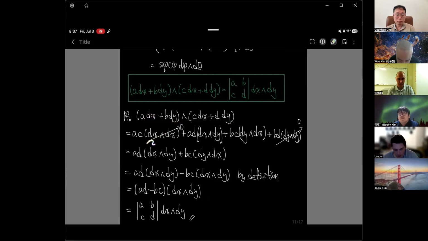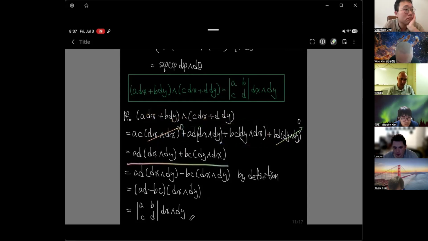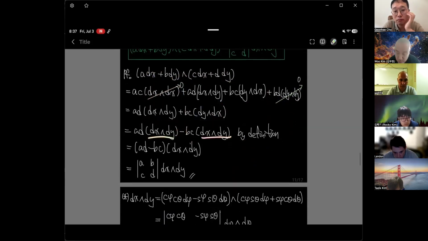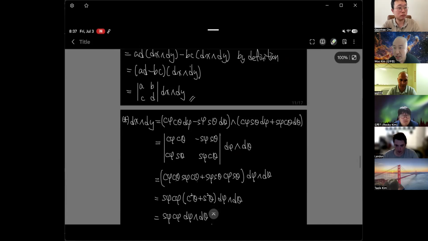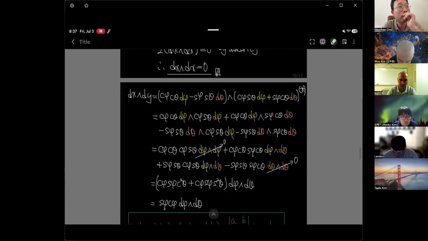We expand using the properties of the wedge product: dx dx cancels, dy dy cancels, we know that. And for this one, dy dx has a negative sign by the property, and then dx wedge dy is the common factor. So if you factor out, you get ad minus bc, a times d minus b times c, which is the same as the determinant of the matrix. This was very interesting. Okay, so I'm going to apply this result to the star equation again.